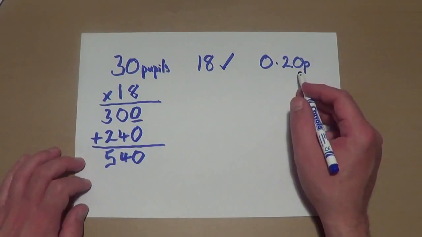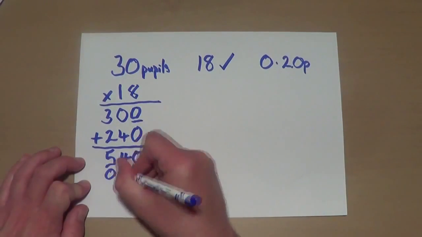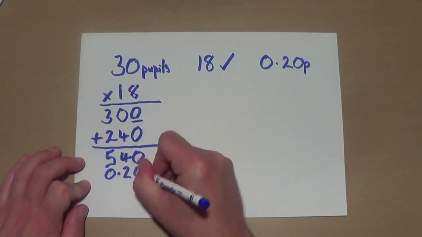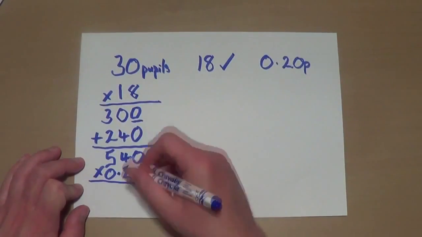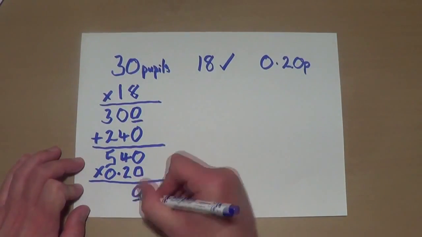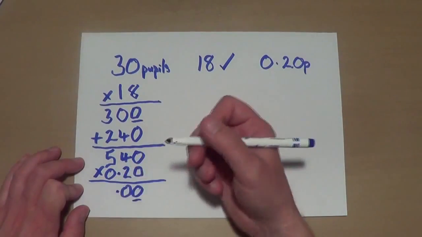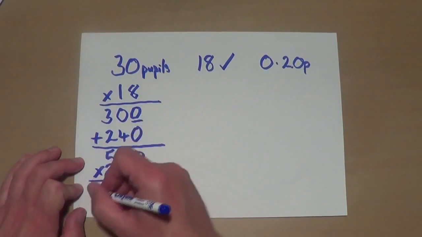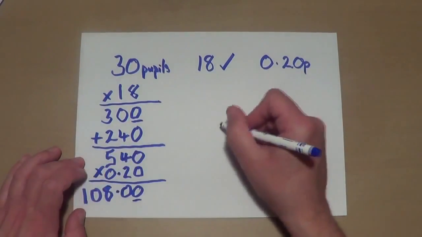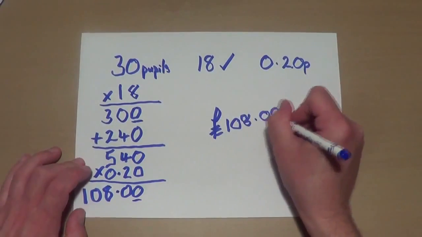Now we need to times the 540 by the 20p, so bring it down, put the decimal in, 20 there, and then we're going to do multiplication here. So again, we're going to put 0 in there for the tens, and then 2 times 0 is 0, add the decimal point, 2 times 4 is 8, and then 2 times 5 is 10, giving us £108.